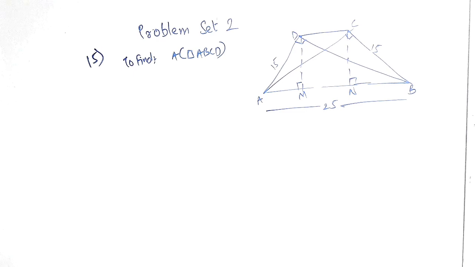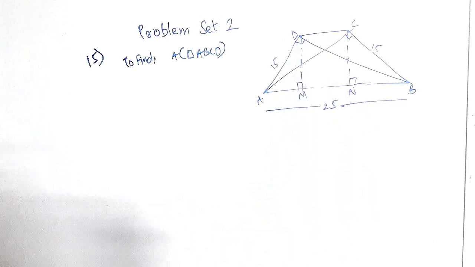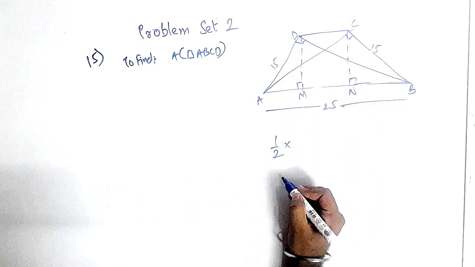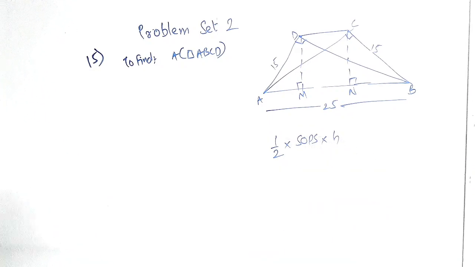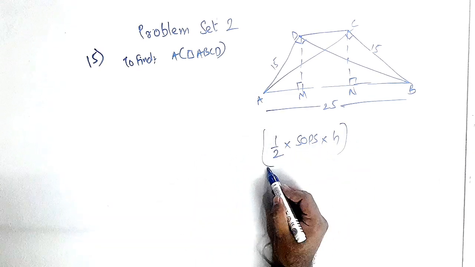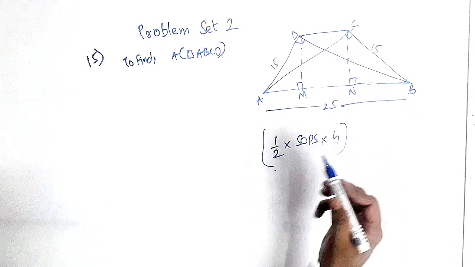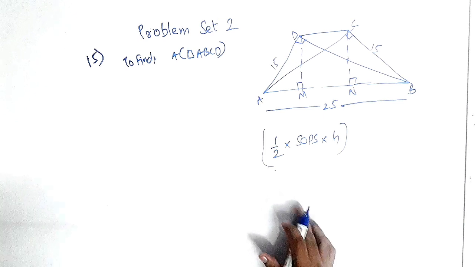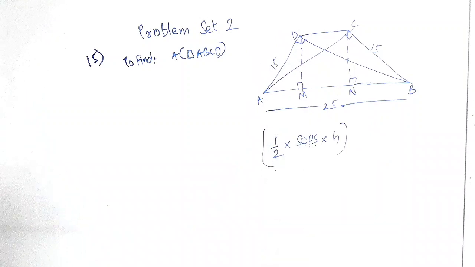So if you remember the area of trapezium, it is half into sum of parallel sides into height. Okay, one easy way of remembering the area of trapezium is half into SOPS into height. Okay, recall this again and again. SOPS stands for sum of parallel sides.